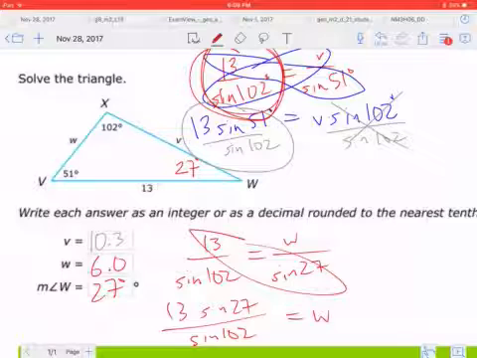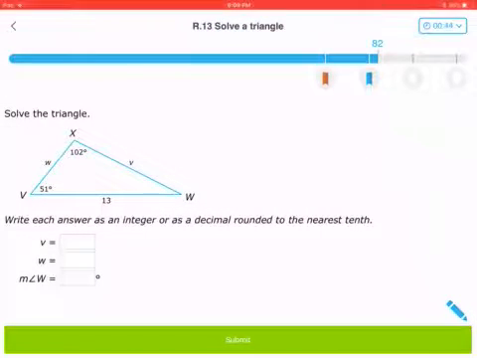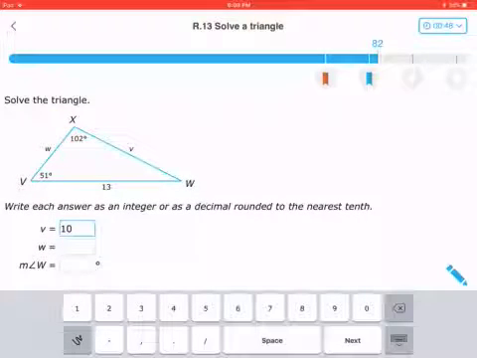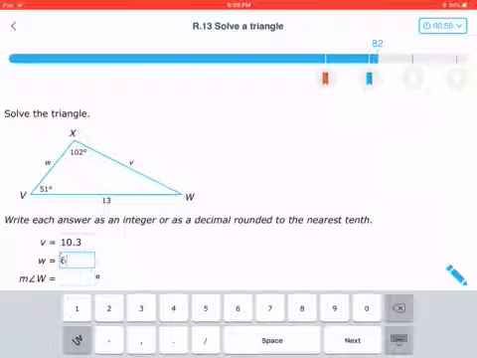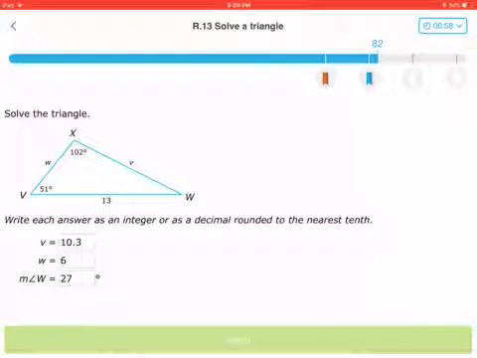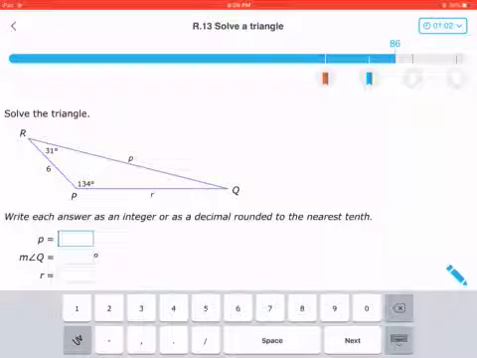And I'll put those in and show you. V is 10.3. W is 6.0. We should put in 0.0, but it should mark you right if you just leave it 6. And this was 27. Done. You might want to put 6.0 just to be sure, because that's what you should do later in science and math classes.